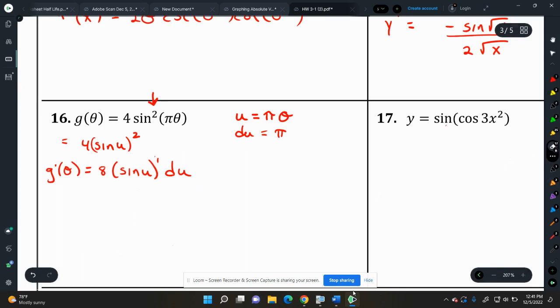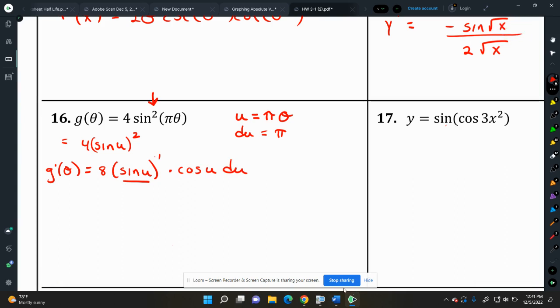Because you can't do it because pi theta has to be broken down. No, that's not what I did wrong. You didn't take the derivative. I didn't take the derivative of sine. Okay, so let's see. 8 sine u, that's the outside, right? Times the derivative of sine, which is cosine u du.